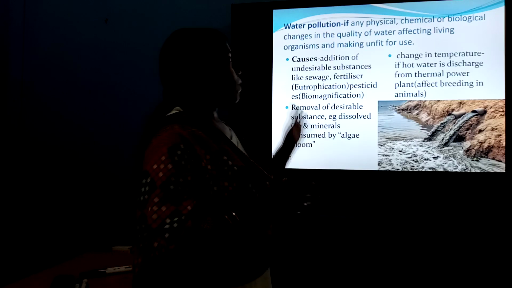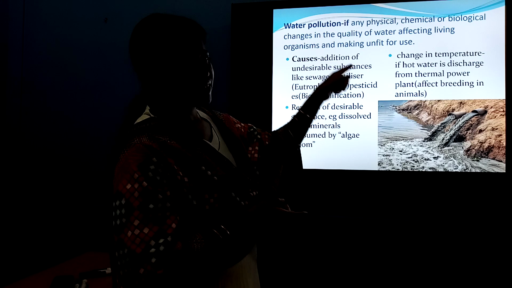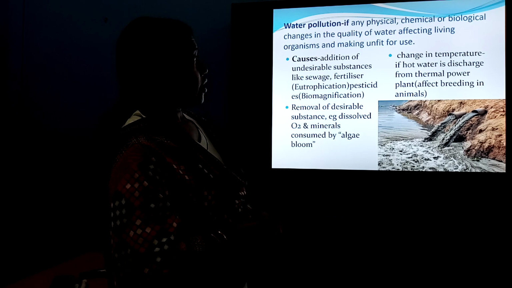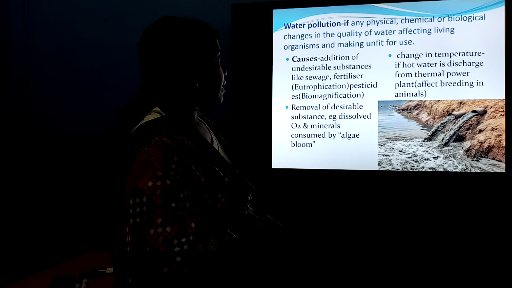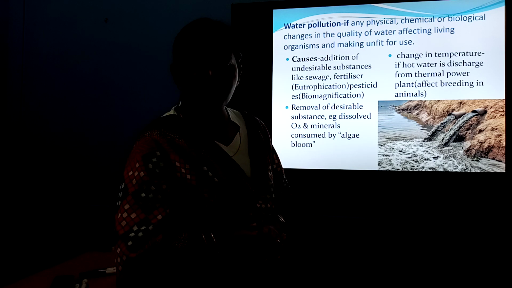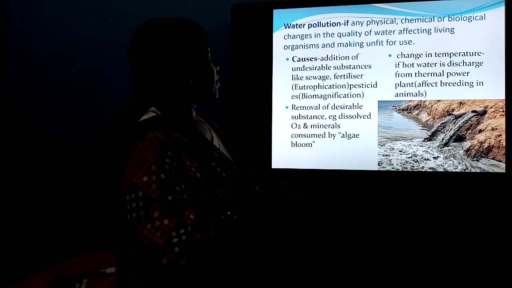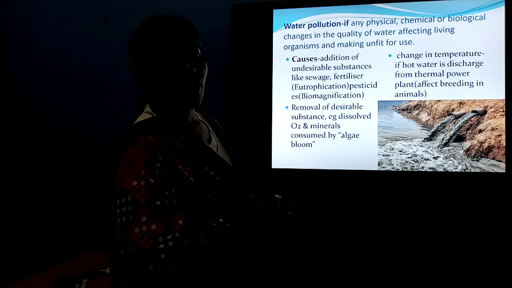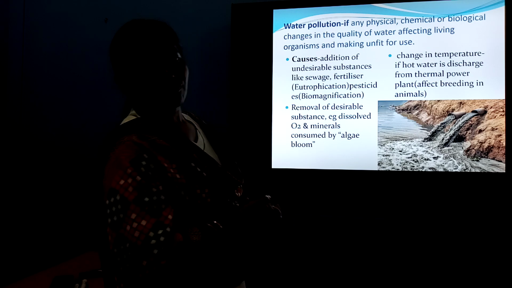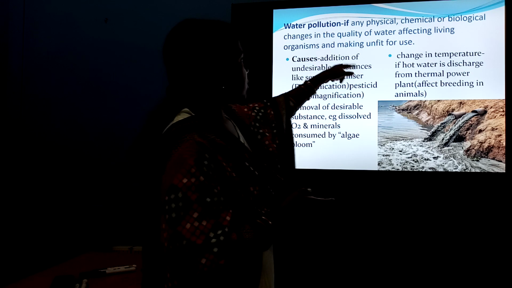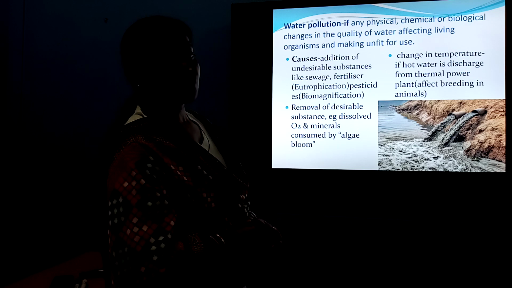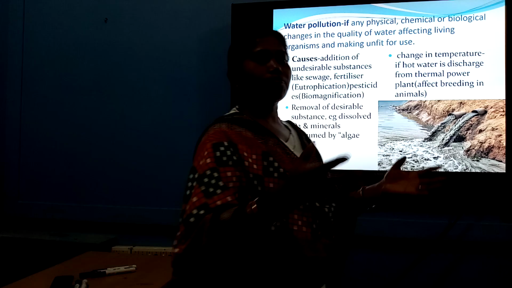Now next, water pollution. If any physical, chemical or biological changes in the quality of water affect living organisms and make it unfit for use, such water is known as polluted water. Now the causes of polluted water. One is the addition of undesirable substances like sewage. Sewage is generally released from towns or from industries. Then also the addition of fertilizer. If you add fertilizer, then it causes eutrophication.